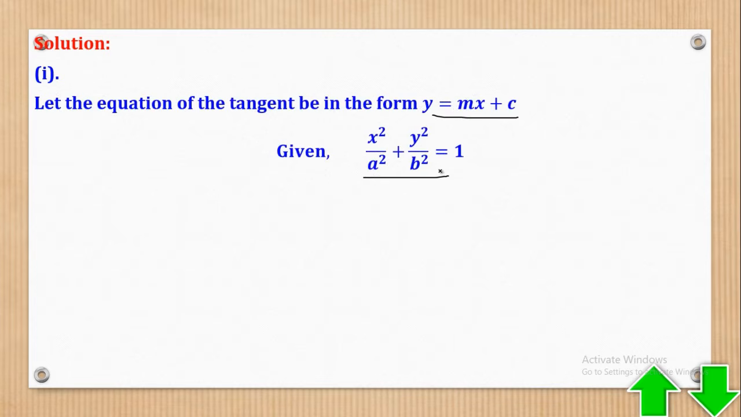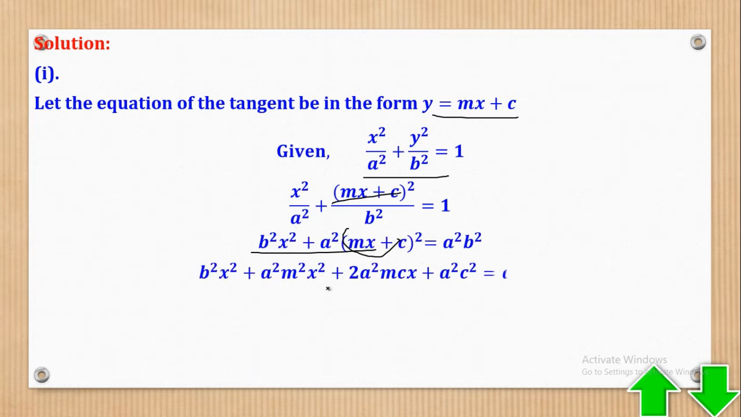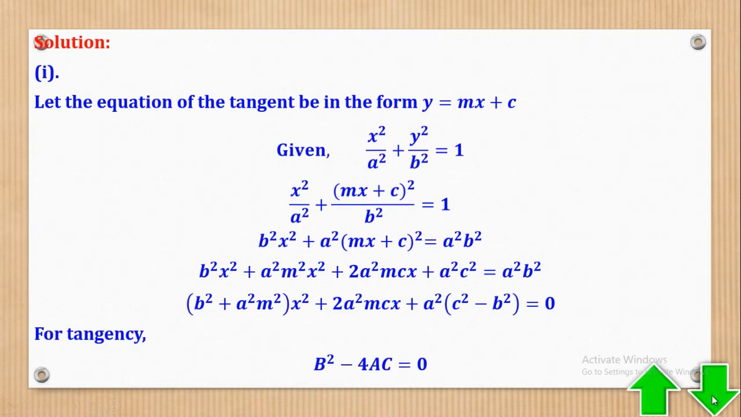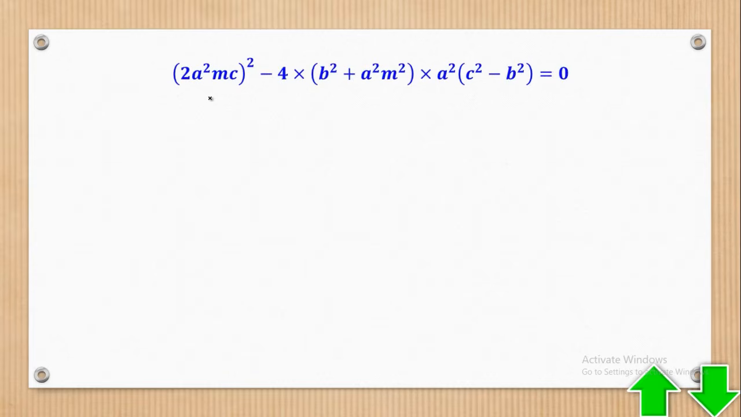So I'll come and write the general equation of the ellipse and substitute for y. Then multiply forward by the LCM to come up with that, or expand this to come up with this. Then collect like terms to come up with the quadratic equation in x. Therefore, for tangency, the discriminant is equal to 0. So all these ones we have already seen under condition for tangency. So come and substitute for b and c to come up with that.